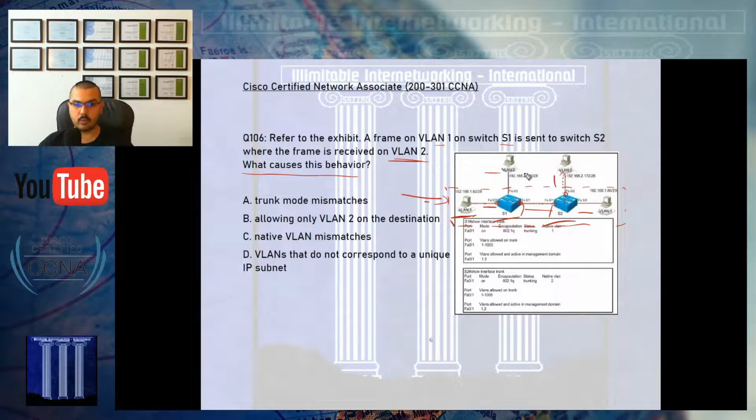So why did it go this way? Let's see. By the way, there is a config on switch 1: show interface trunk says only FastEthernet 0/1 is the trunk. I agree. On switch 2, show interface trunk says that only FastEthernet 0/1 is the trunk. I agree also. And both of them are passing VLAN 1 and 2. I agree, so no problem at all in the config shown here. But the possibility is either a trunk mode mismatch, no, this will never affect it because the frame passed anyway, allowing only VLAN 2 on the destination.